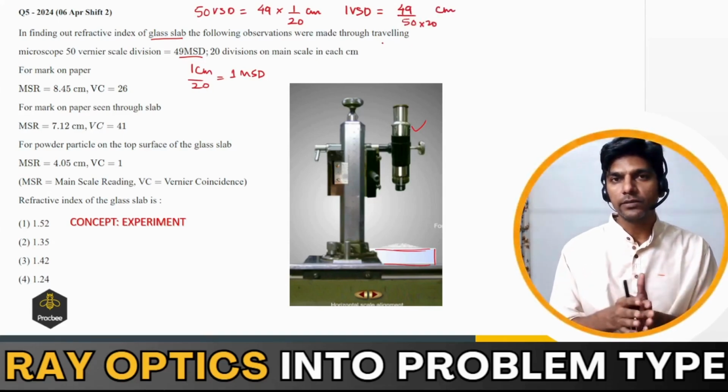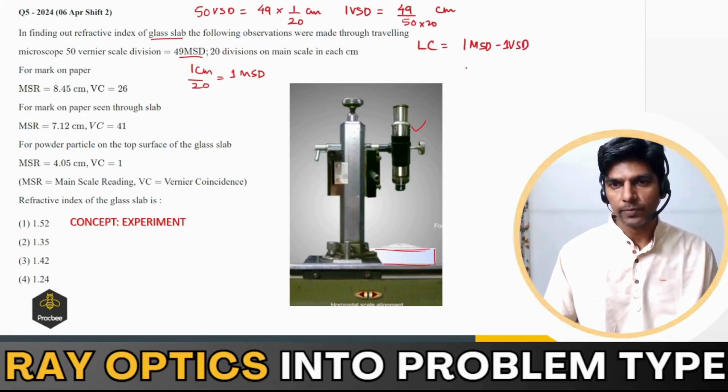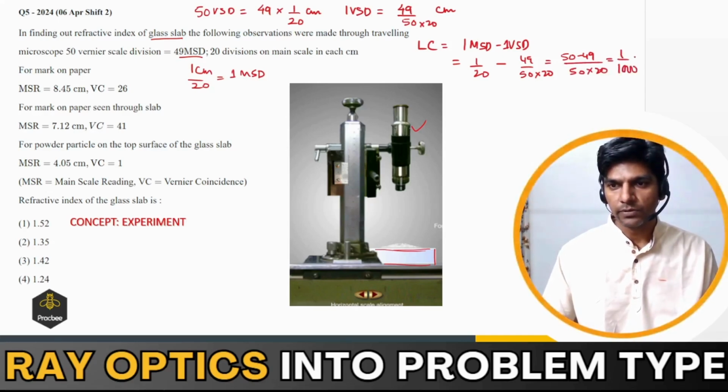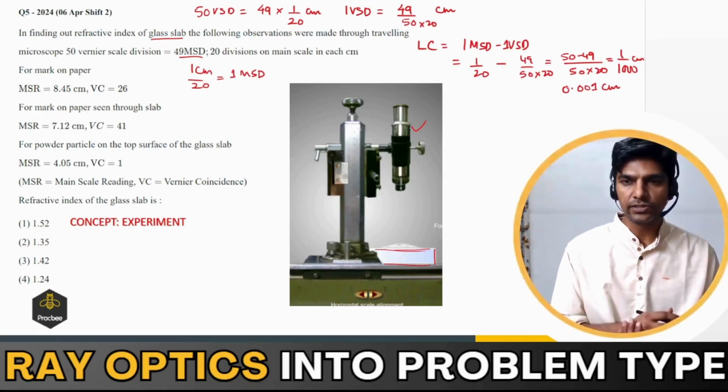Now if you want to find the least count of the instrument, the least count is nothing but 1 main scale division minus 1 vernier scale division. So this comes out to be 1 by 20 centimeter minus 49 by 50 times 20. This can be written as 50 minus 49 divided by 50 times 20. So this will be 1 upon 1000 centimeter, so it will be 0.001 centimeter. That is the least count of this instrument.